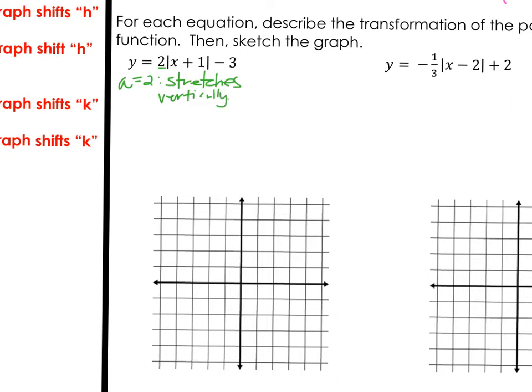And that means instead of going up 1 and over 1, now we're going to go up 2 and over 1, to the left and to the right. And there's where we'll get that stretch to happen. We have x plus 1 on the inside. That means the graph will shift left 1.